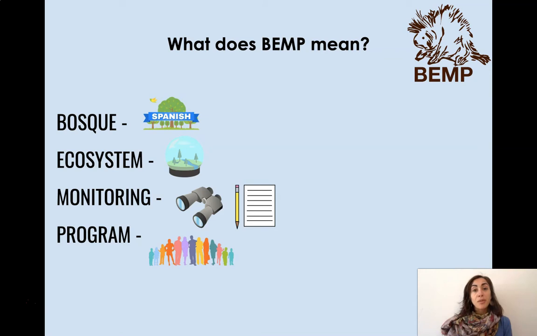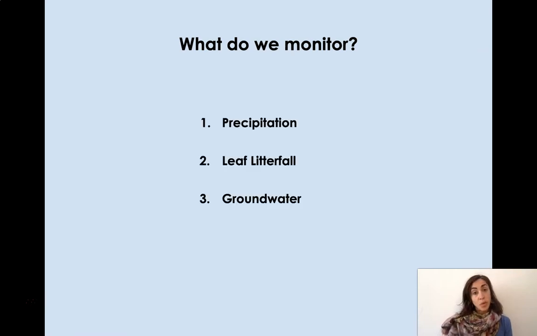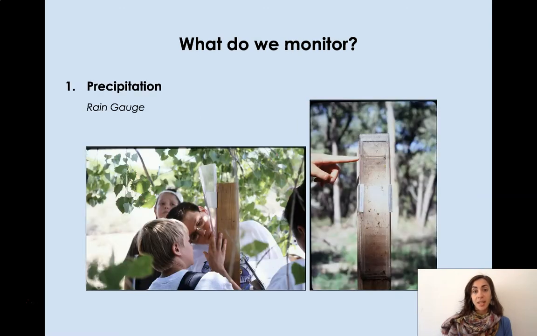But today we will be focusing on the M of monitoring to get into detail about one of the three datasets that we collect monthly. So what do we monitor? We monitor mainly three datasets when we go to the field every month. We monitor precipitation data, litterfall data, and also groundwater data. And we will go over each of these in just a second.